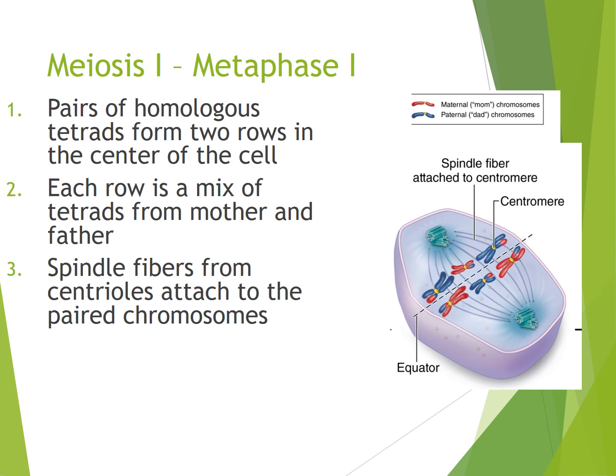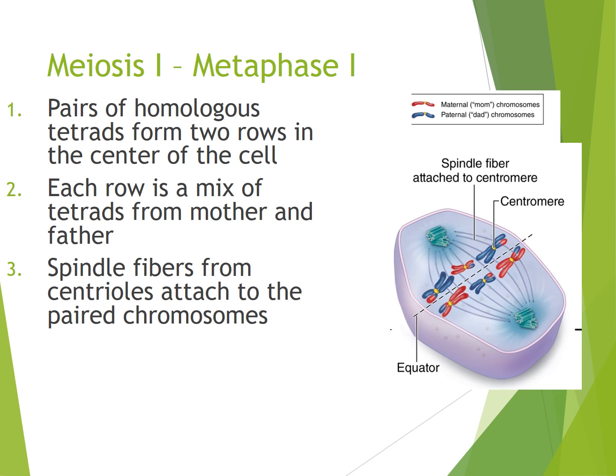Following prophase 1, we enter metaphase 1, where the homologous pairs of each tetrad line up on either side of the midline, or the equator, of the cell, and it forms a double line of chromosomes. There's a random alignment of the maternal and paternal chromosomes, so that it's not that all of the maternal are going to line up on the left side and all the paternal on the right side. This is completely random, and because of this, we have independent assortment.